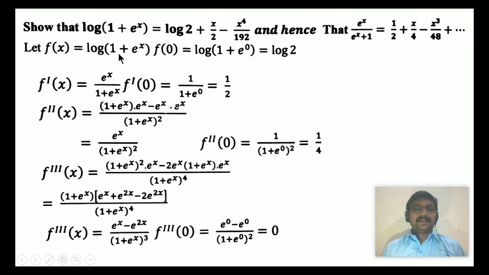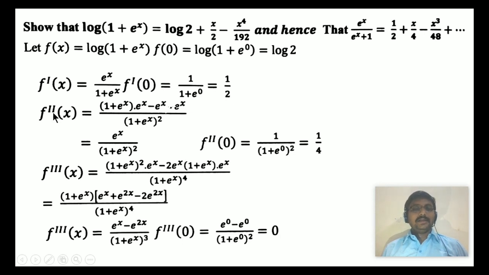f dash of x is its derivative with respect to x. That is the derivative of log of (1 plus e power x). It looks like log x, but log x derivative is 1 by x. So the derivative of log of (1 plus e power x) is 1 by (1 plus e power x), and then 1 plus e power x derivative is 1 derivative 0, e power x derivative e power x. Now computing the functional value at 0, f dash of 0 is 1 by (1 plus e power 0). But e power 0 value is 1, 1 plus 1 is 2. Thus f dash of 0 is 1 by 2.